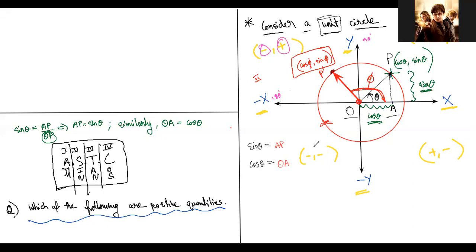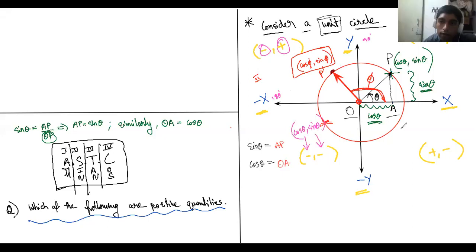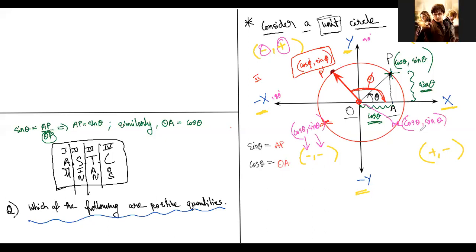Similarly over here, this is also some cos theta, sin theta, and here both will be negative. And in the last quadrant, cos theta is positive and sin theta is negative.